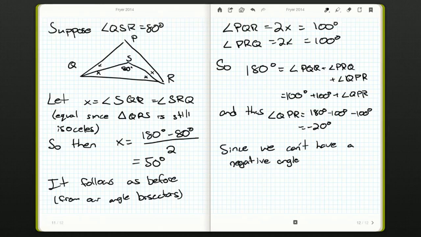Now, a triangle can't have a negative angle as one of its interior vertices. That wouldn't make any sense. Think about how we used to measure angles on a triangle. You get out your protractor. Your protractor goes from 0 to 180. You can't have a negative 20 anywhere. And that's sort of the reasoning behind this. You can't have a negative angle.